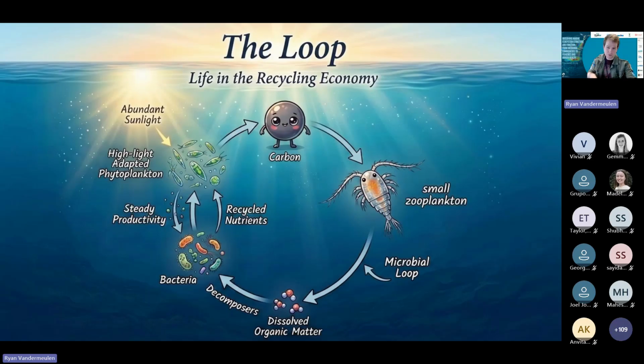One of the most important recycled nutrients produced through this process is ammonium. Because ammonium is already in a chemically reduced form, phytoplankton can assimilate it directly without first expending energy to reduce it. So this makes it a very efficient fuel for continued production. This is what we call regenerated or recycled production. The ecosystem is largely running on nutrients that have already been used once before.